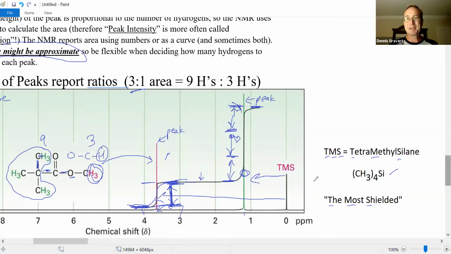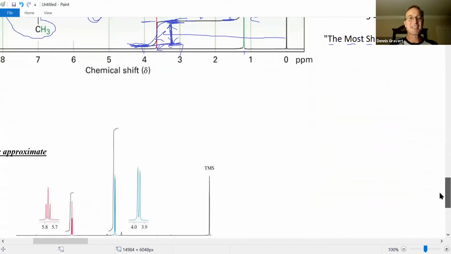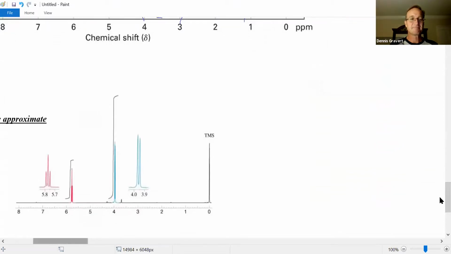That's actually going back to peak position, sorry. All right, we're on integration. Let's have a little more fun with that. Here's some real data.